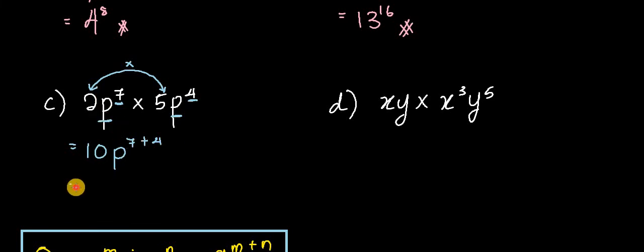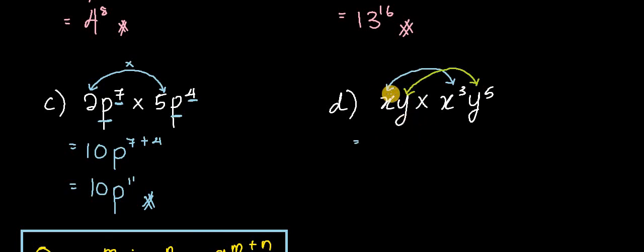So then when I solve this, I'll get 10. P, 7 plus 4, I will get 11. So 10p to the power of 11, this would be my answer. Now let's look at this. In here I have 2 different alphabets, alright. So if you have 2 different alphabets, you solve each alphabet individually. So X, you're going to solve with X, alright, and Y, you're going to solve with Y, okay.